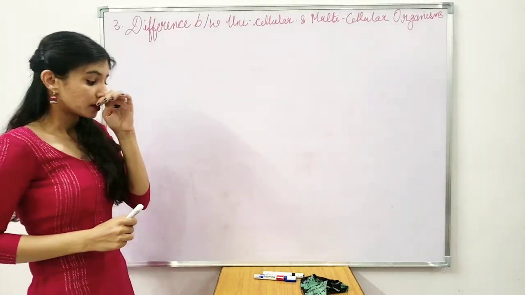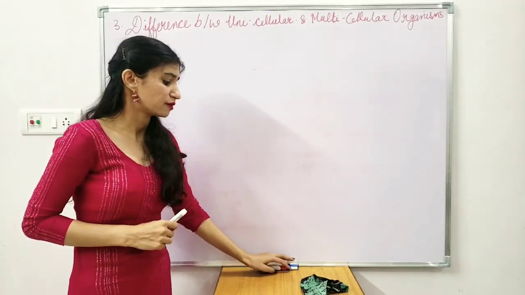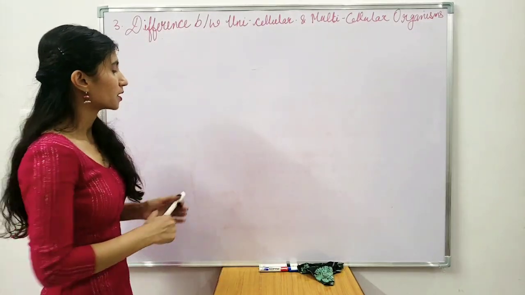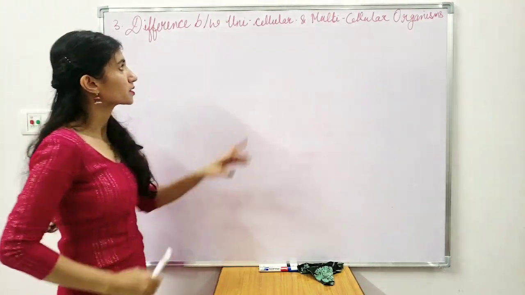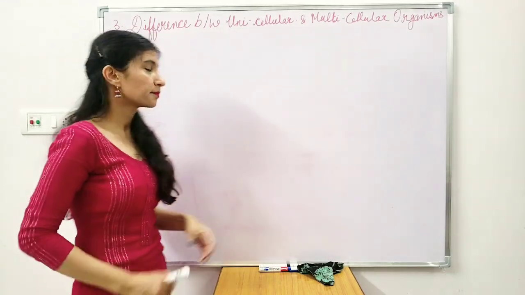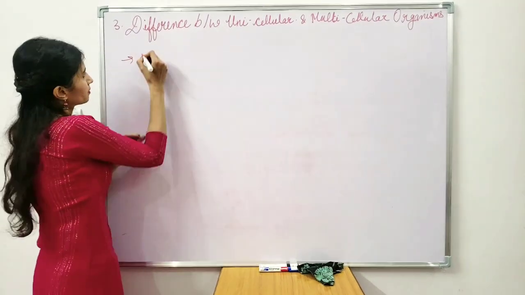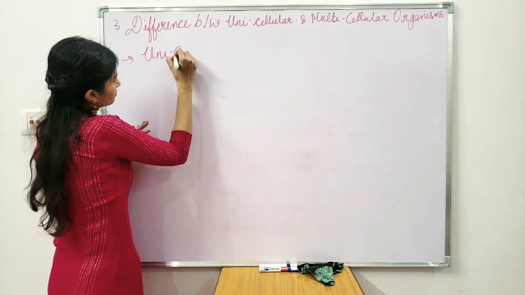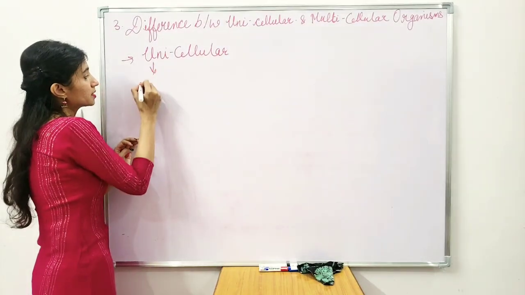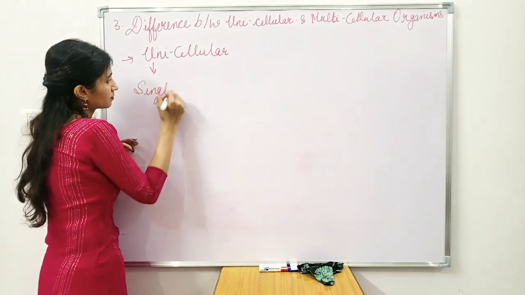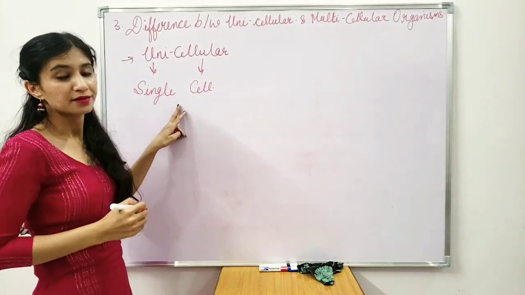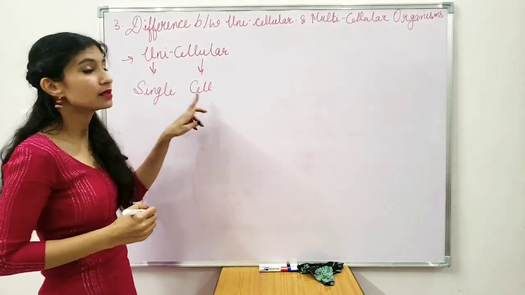Now, before discussing this topic in detail, I'll discuss it in tabular form, differentiating between unicellular and multicellular, which is easier to understand. But before that, we need to understand what unicellular is, what multicellular is, and what the basic difference between them is. So, unicellular: the term uni means single, and the term cellular means cell, which means those organisms that are made up of a single cell.